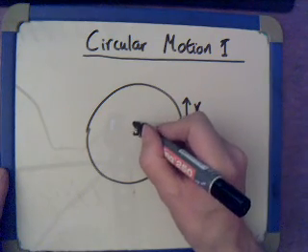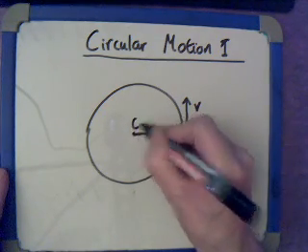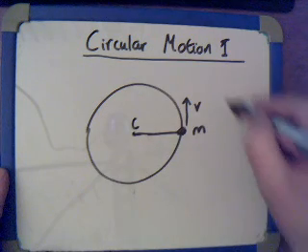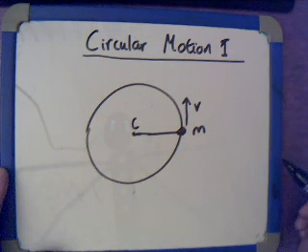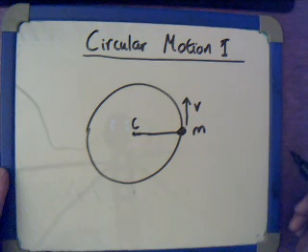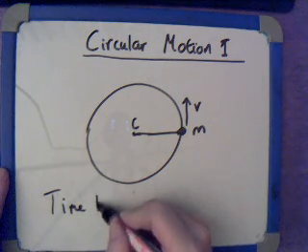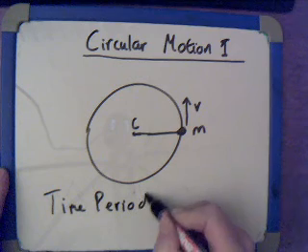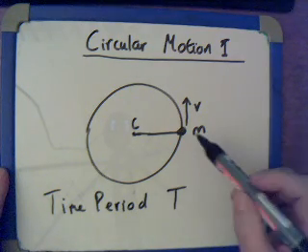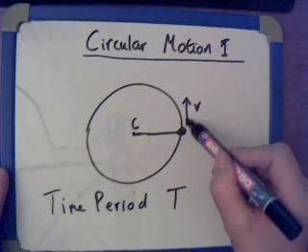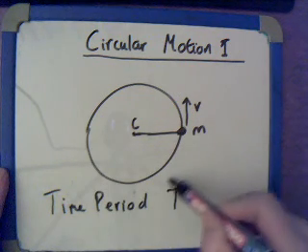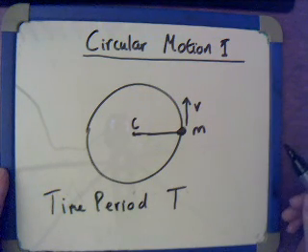Now call this C as the center. Okay, so it's going round and round in that direction. Now what is happening? What formulae are associated with this? So first of all, let us talk about the time period. The time period T is the time it takes for an object to go all the way around once. Okay, that gives you the time period.